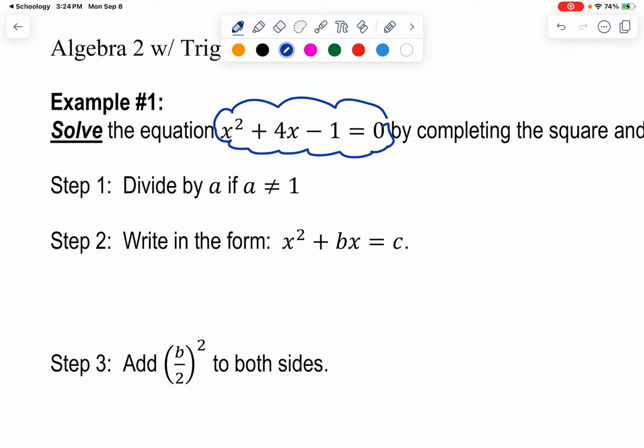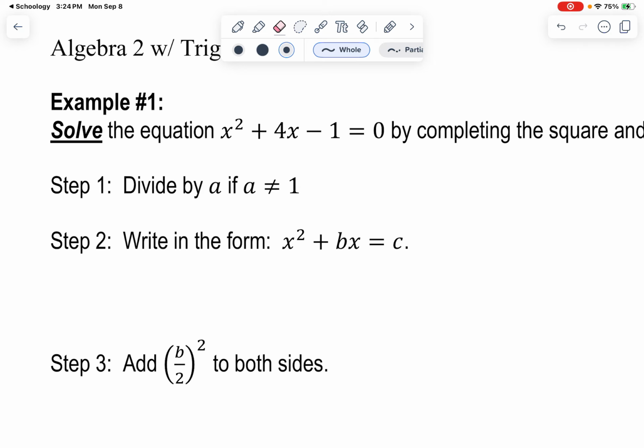So next I'm going to try to see if I can solve it by factoring. In order to factor it, it has to be equal to 0, which this is. I look for a GCF. There is no GCF here. And then I'm looking for two numbers that multiply to give me a times c, which is -1, and add to give me b, which is 4. That's not going to happen, so I cannot solve it by factoring.